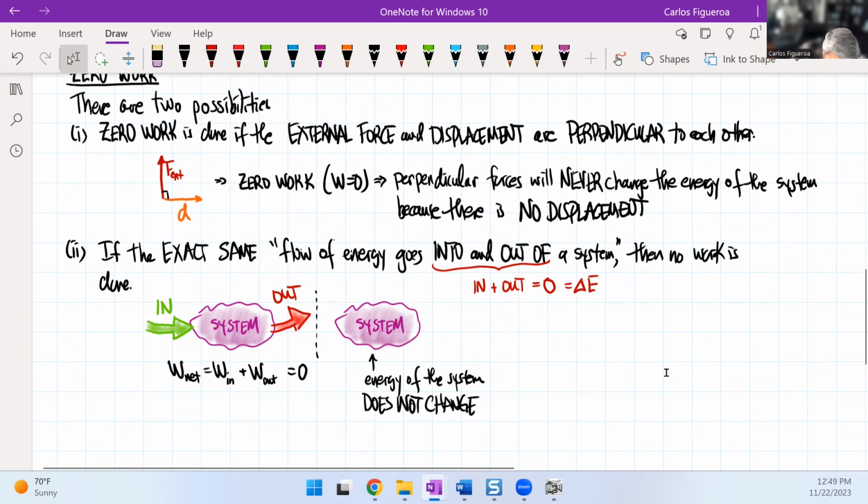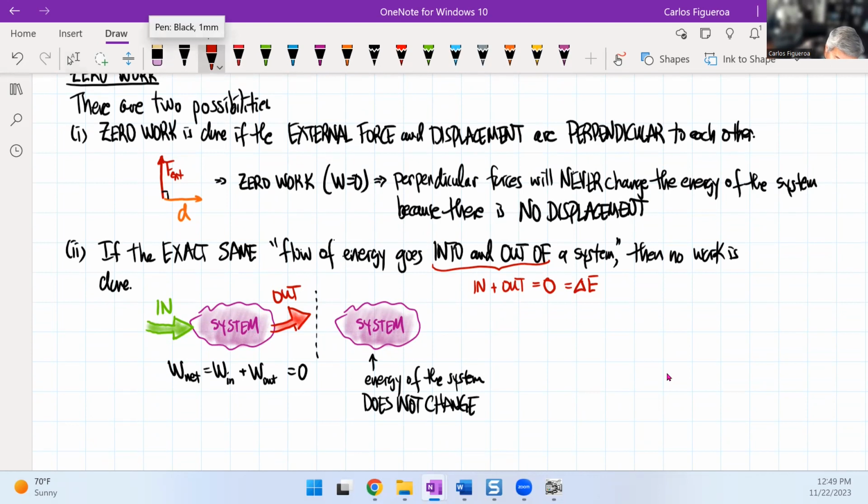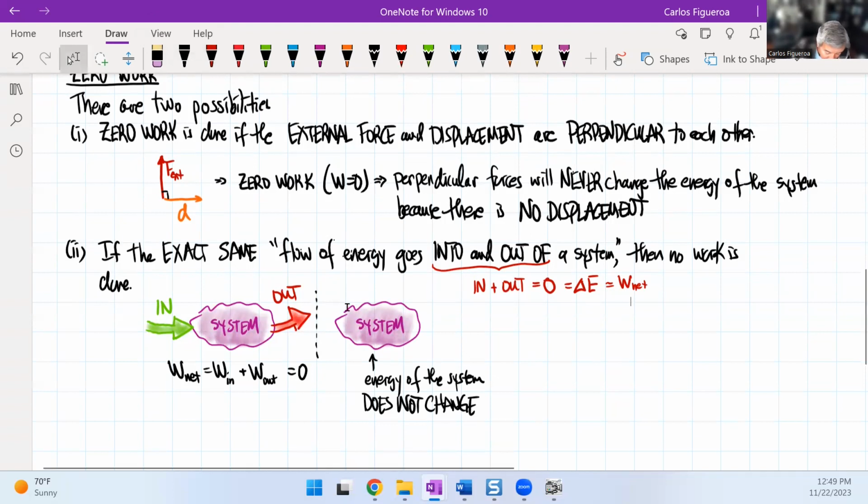So from the work energy theorem, if there's no change in energy, then the net work also has to be zero. In this case, the work coming in versus the work being pulled out balance each other and you get zero work. Therefore, the energy of the system does not change.